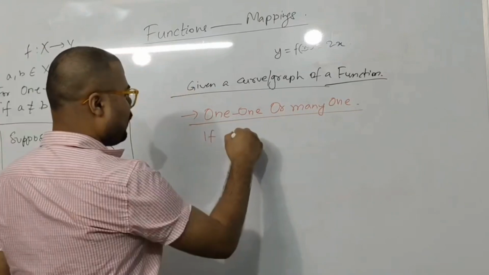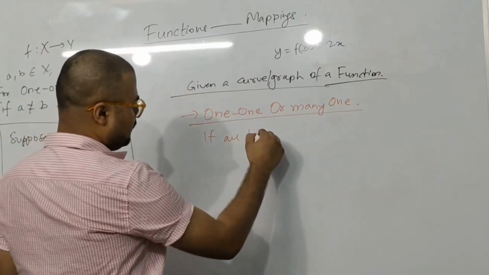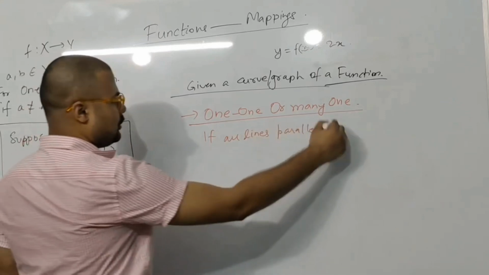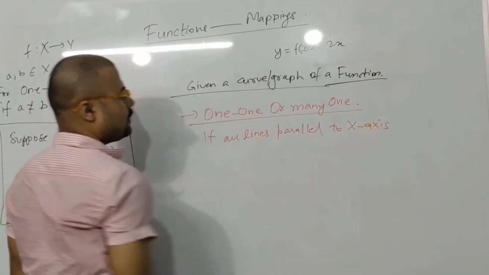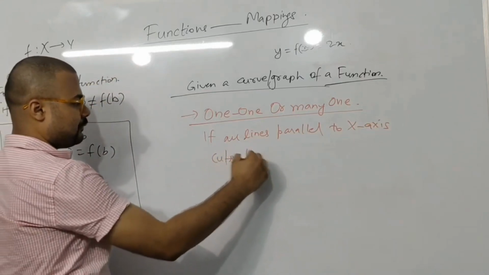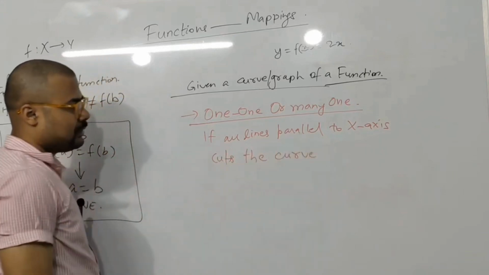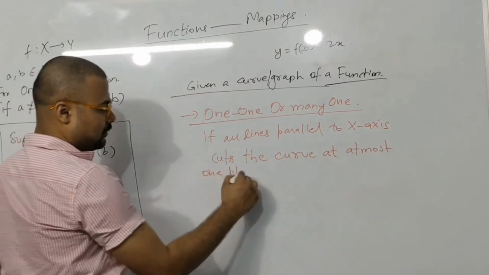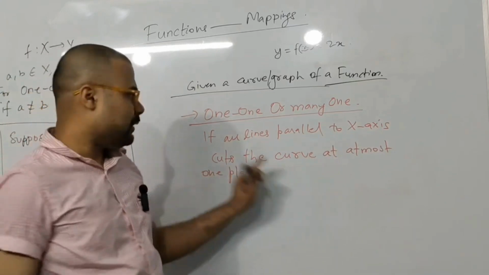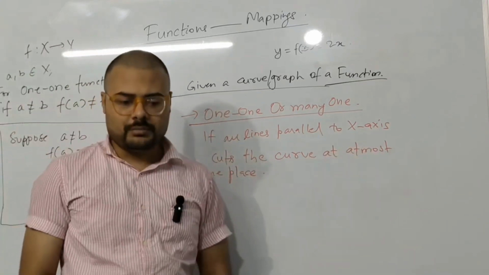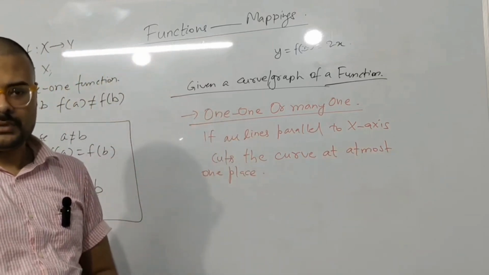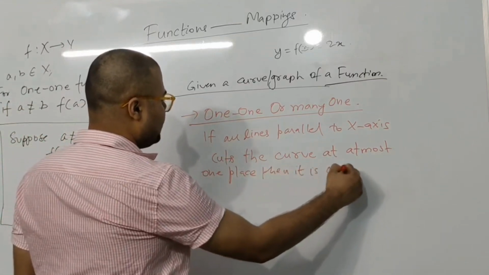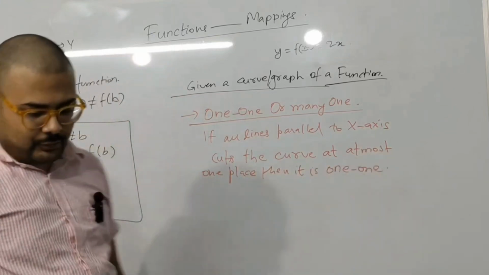For one one or many one, if all lines parallel to the x-axis cut the curve at most one place. Why am I writing at most? Because maybe there are some elements of the codomain that do not have any pre-image. It is possible. So at most one place, then it is one one. So one one means for different elements, different images.